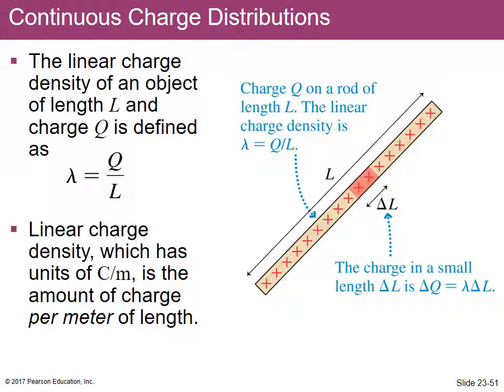The linear charge density of an object of length L and charge Q is defined as the total charge on the object divided by the object's length. Linear charge density has units of coulombs per meter, the amount of charge per meter of length.